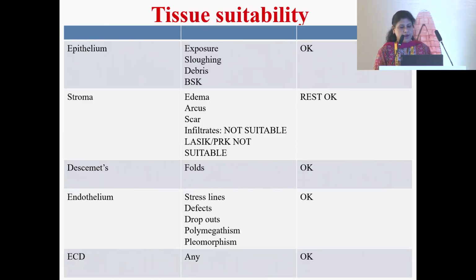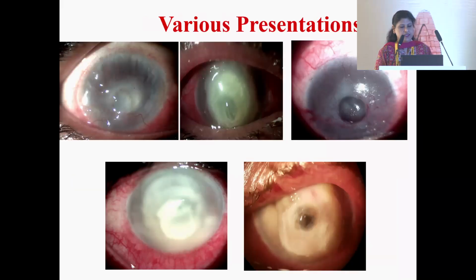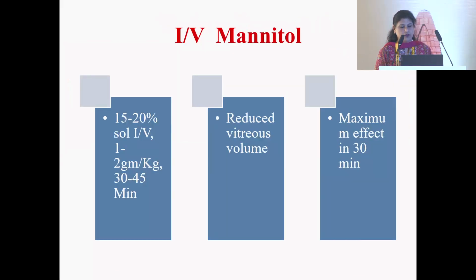For tissue suitability, epithelium, anything will go, except infiltrates in the stroma. For the endothelial matrix, anything will go; no dropout is good. Mild to moderate dropouts and a few stress lines will go for TPK. Various presentations can be like this. Sometimes we can see the popping out of the crystalline lens and vitreous also, and everything is gone, and you just have to open it and do the things.